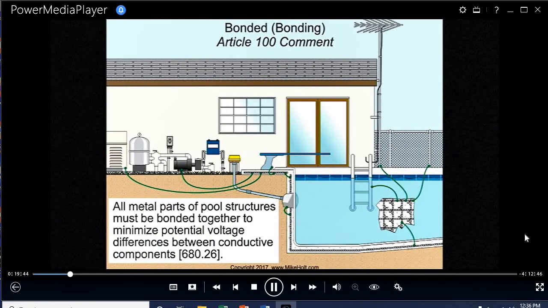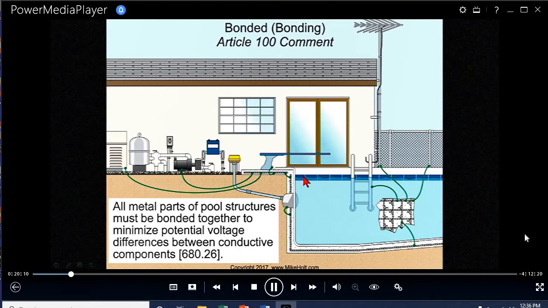Now look at the other type of bonding here. This is going to be in swimming pools. In 680.26(B), it says all metal parts of a pool structure must be bonded together to minimize potential voltage differences between the conductive components. We're not trying to clear a fault here. All we're trying to do is tie everything together. We'll be talking about this when we get into 680. We're not trying to clear a fault.